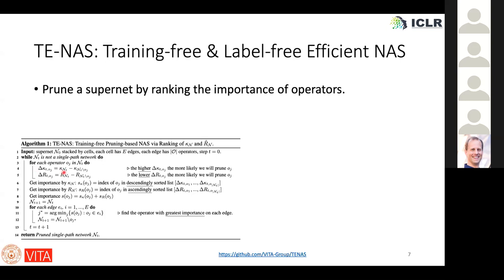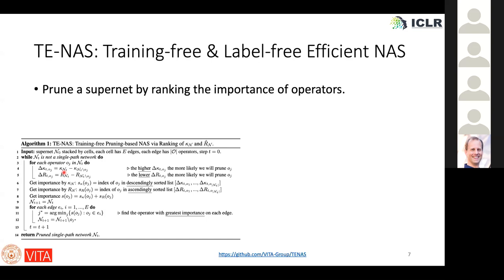Ideally, we hope that by removing a specific operator, we get a larger drop of the NTK condition number. And if the operator is important, we hope that after removing it we will have a larger increase in the number of linear regions, or we should at least minimize the sacrifice of the number of linear regions by removing this operator. We combine these two aspects together as the importance of the operator, and step by step we prune the less important operators and get a single path network.